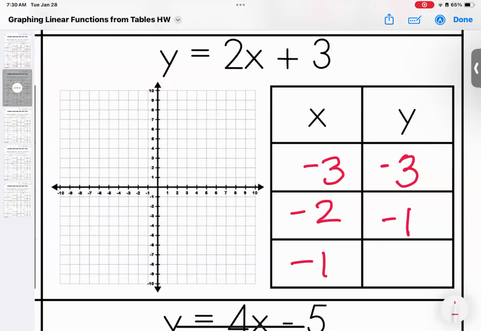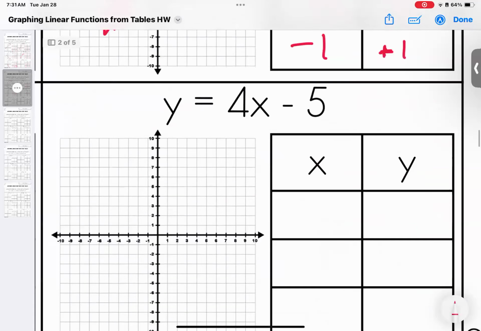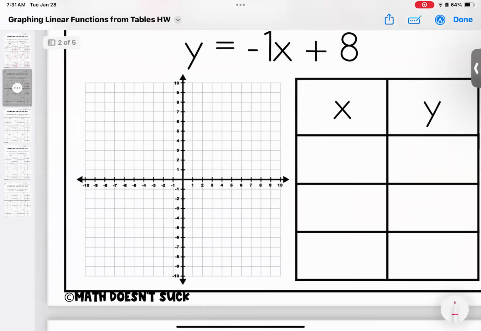-1 times 2 is -2. -2 plus 3 is -1. Hold on, -2. This would be +1. Okay. My brain needs to see it. -3 minus 3, -2 minus 1, and then -1 plus 1. Draw your line. All right.